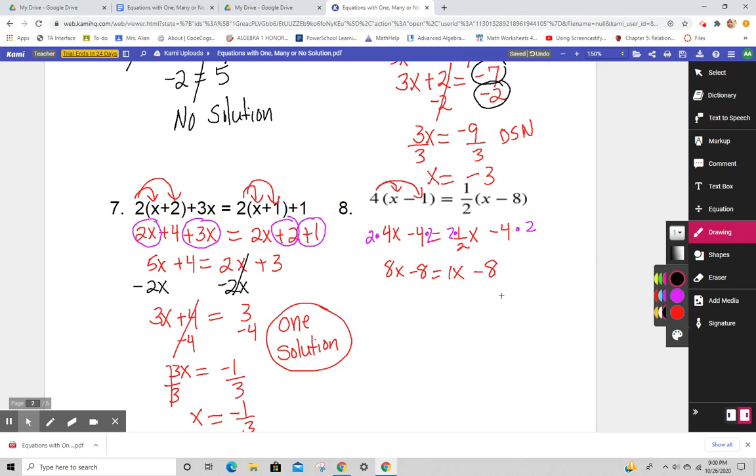And we want to get all of our x's on the same side, so I'm going to subtract 1x from both sides. So 8x minus 1x, that's 7x, minus 8 equals negative 8. Add 8 to both sides. We'll have 7x equals 0. Divide both sides by 7, and x equals 0. So there's one solution here, and that's 0.